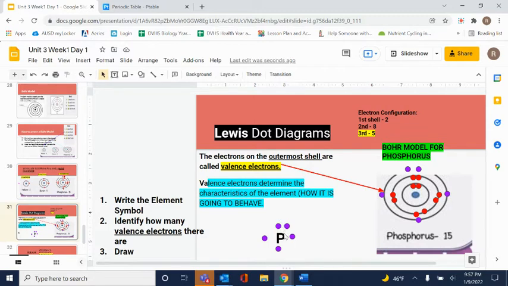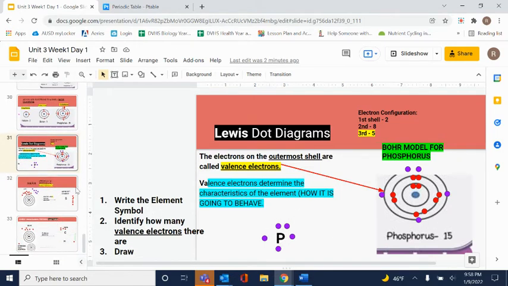You're going to need more practice with this. We'll get more practice later on. Right now, I want you to master drawing Bohr models. And then from a Bohr model, I want you to be able to identify the outermost ring and how many valence electrons there are, and then be able to draw a Lewis dot diagram.